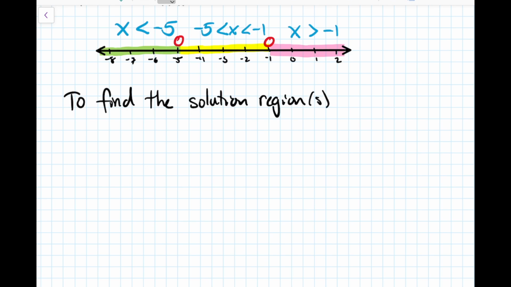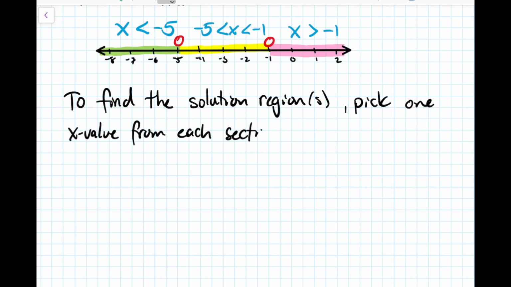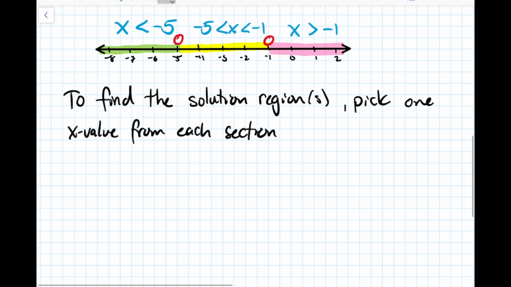But in this case, we're not testing y values, we're just testing x values. So we're testing one x value from each of those 3 sections on our number line. And so it's going to be up to you to pick whichever number you feel is sort of the easiest. It doesn't really matter. Just pick any x value from each of the regions and test them with the inequality.